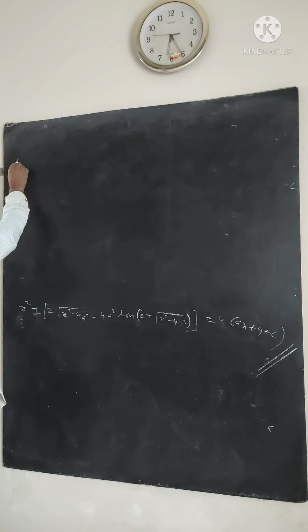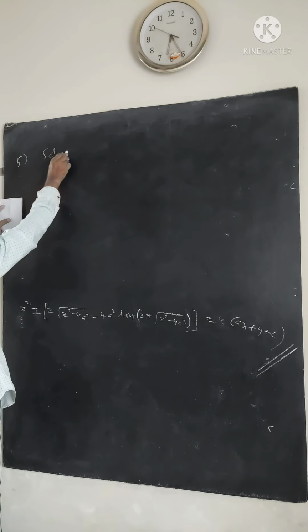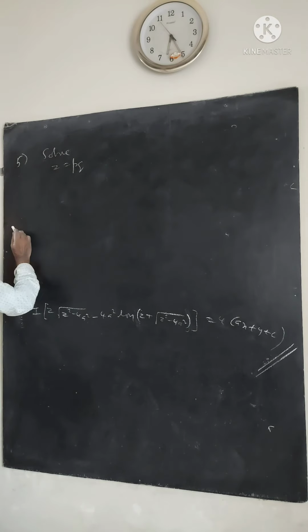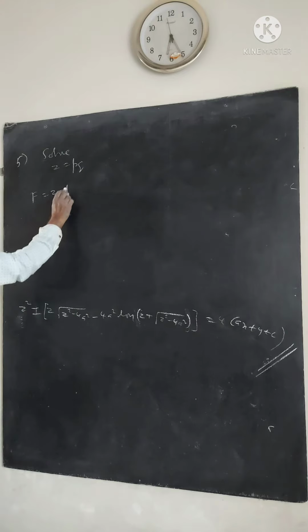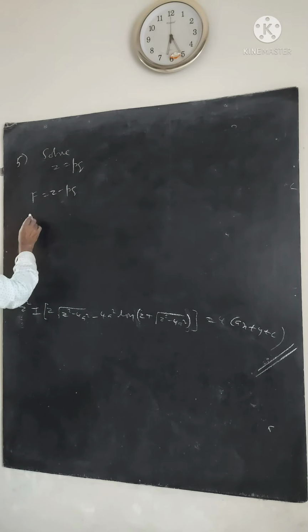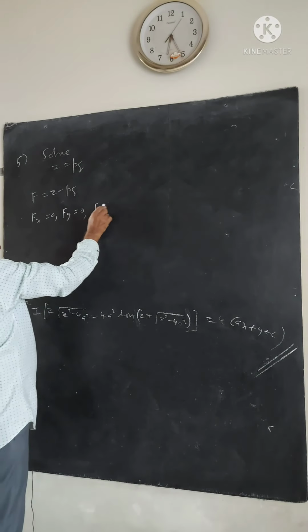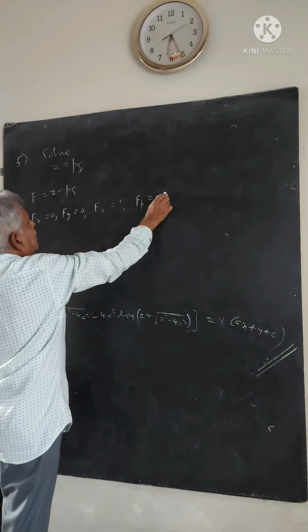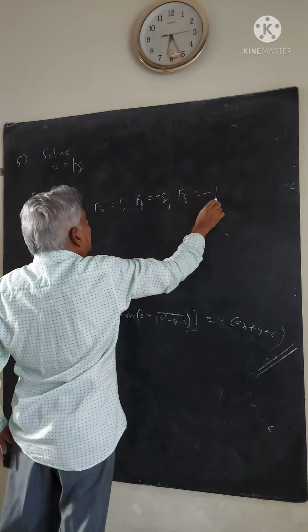Sum number 5. Solve z equal to pq. Let us take capital F as z minus pq. Fx equal to 0, Fy equal to 0, Fz is 1, Fp is minus q, Fq is minus p.